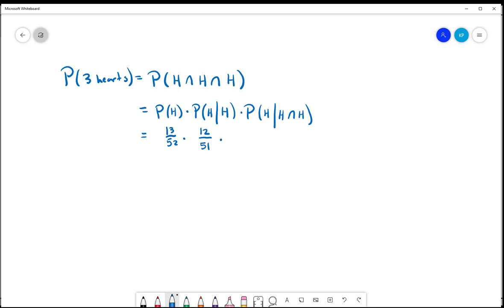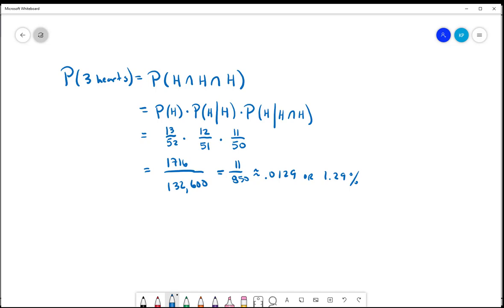Times the probability we're going to pull out another heart. Well, now there's 2 hearts less in the deck, so now there's only 11 hearts, and now there's only going to be 50 cards in the deck. So if we multiply that, we're going to get 1,716 over 132,600. And this is going to reduce to 11 over 850, or if we turn it into a proportion, it'll be approximately 0.0129, or if we turn it into a percentage, 1.29%. So there's a 1.29% chance that if I draw 3 cards from a standard deck, that I'm going to get 3 hearts in a row.